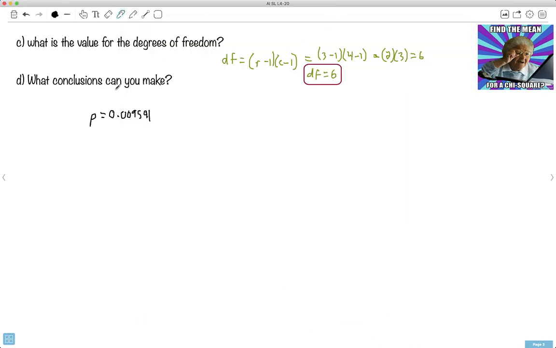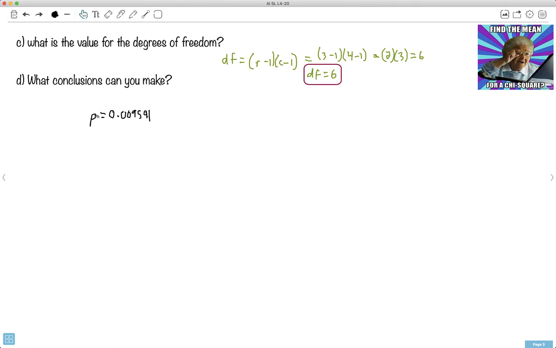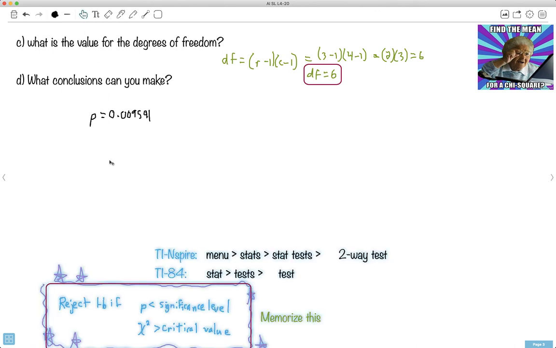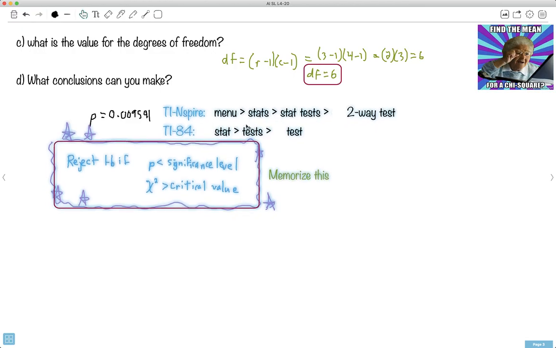All right, so what do I do with all this? Well, remember what I told you to memorize. We reject H0 if these two things happen. I'm just going to copy this because this is the important part. No matter what you're doing in one of these questions, it's a good idea on your exam to even write this down to show the person marking your work that you know what you're doing.